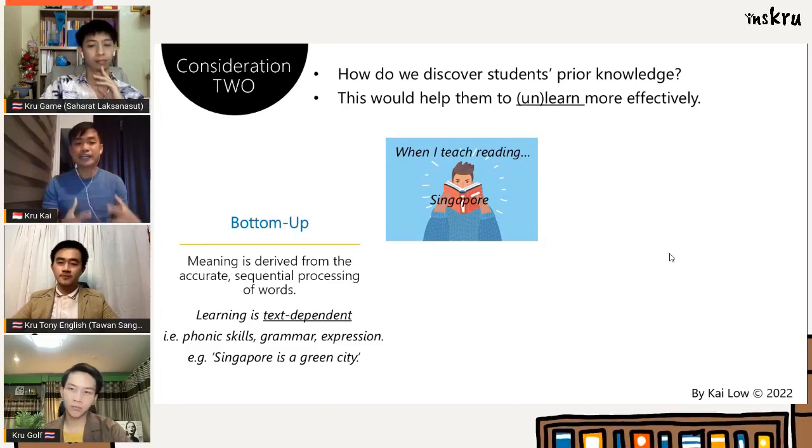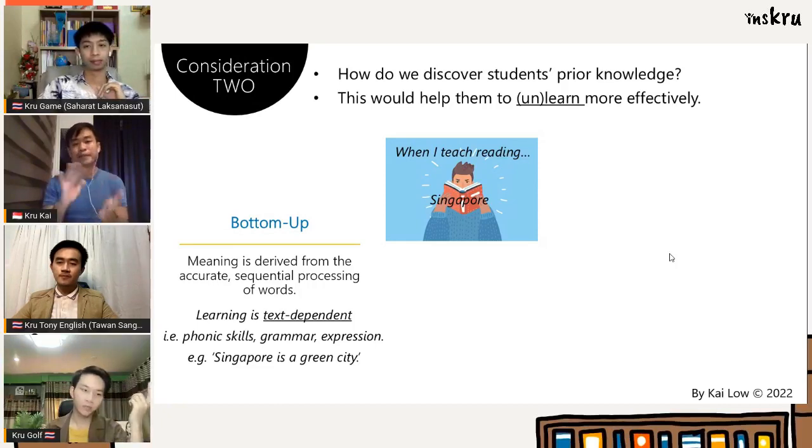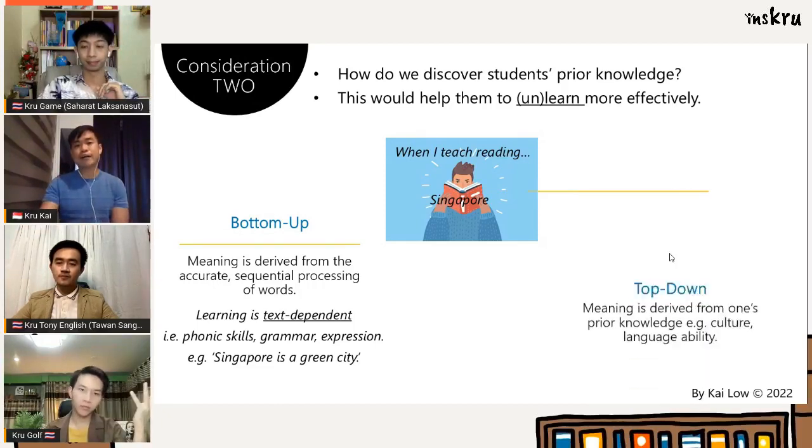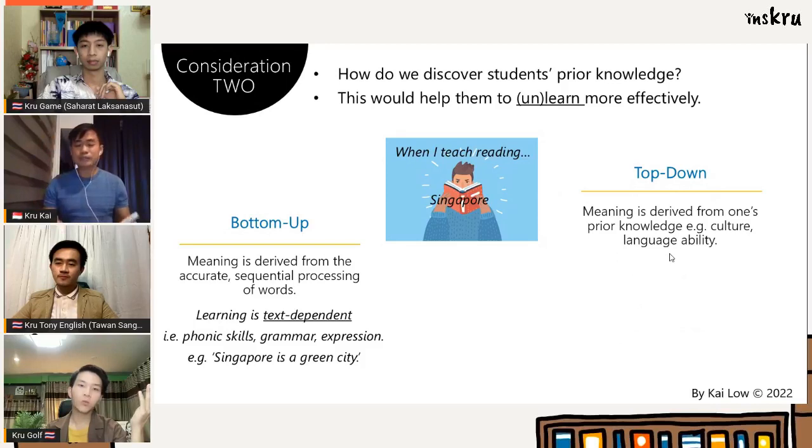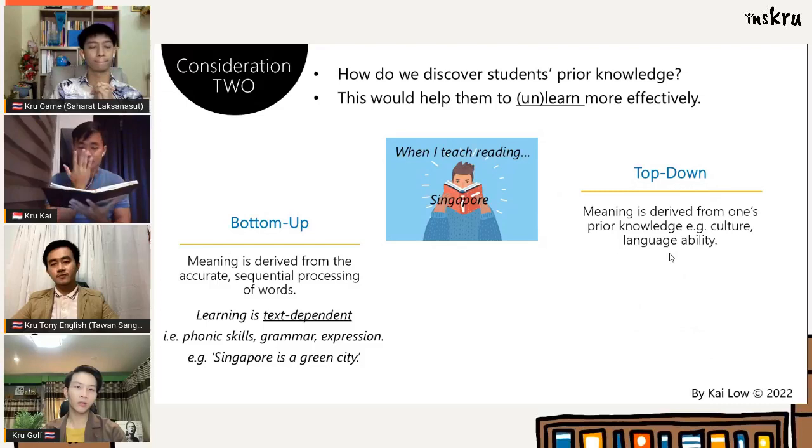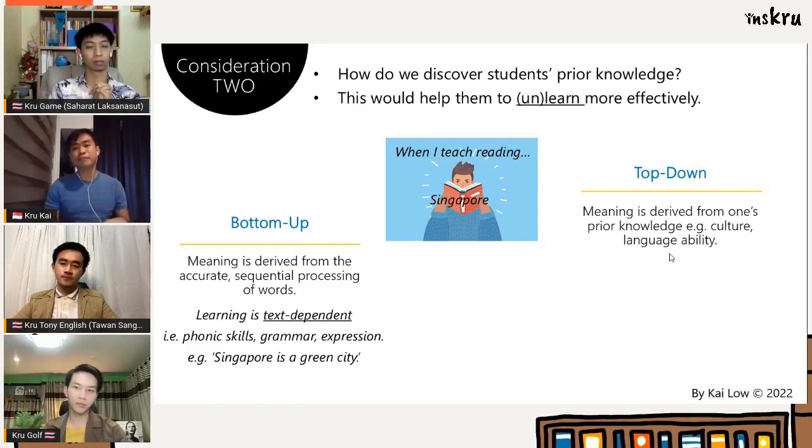So when the learning is text dependent, there could be a need for us to complement, to marry this with what is called a top-down approach. So when we give students something to read, we cannot ignore that it is not just this way, it is this way as well. So meaning is derived from their prior knowledge, their culture, and their language ability. And my friends in Thailand, this is the wonderful opportunity that you can use to teach your students to unlearn certain inaccurate meaning, but also to teach them thinking skills.